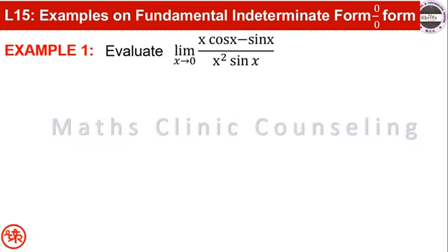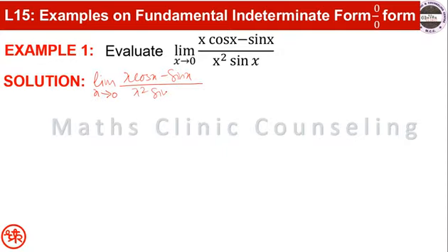So let us see the first example: evaluate the limit as x tends to 0 of (x cos x minus sin x) upon x square sin x. Is that clear? So let us see the solution. What is given here? Limit x tends to 0 of (x cos x minus sin x) upon x square sin x.